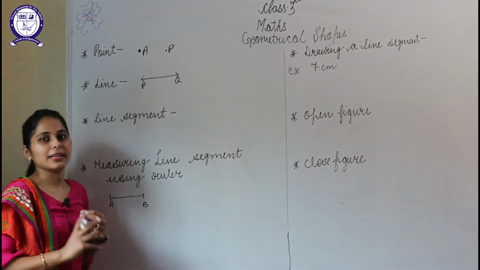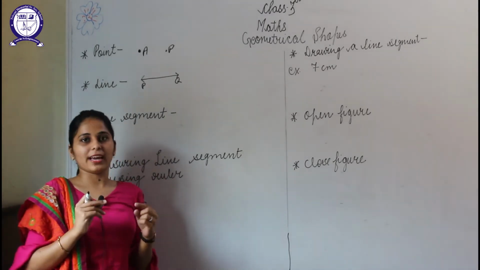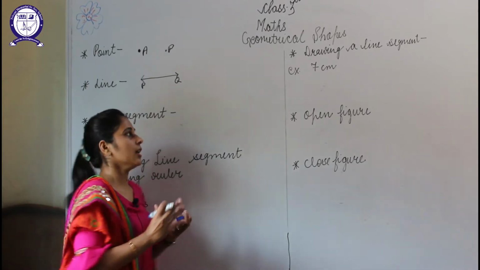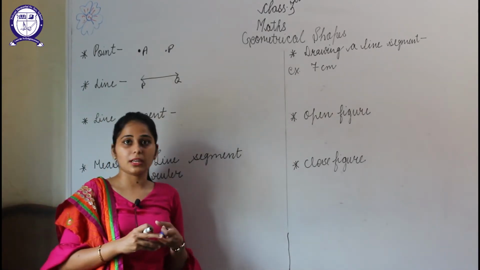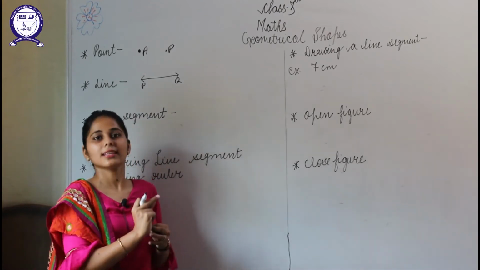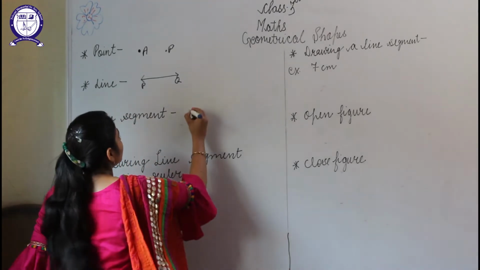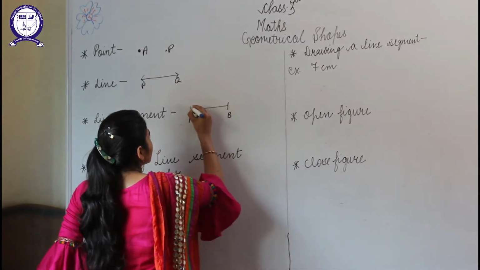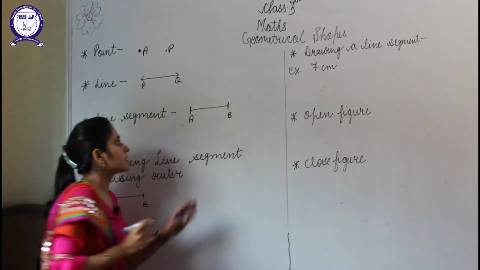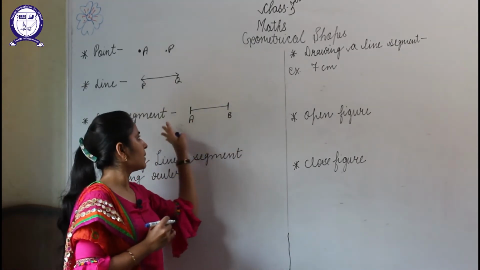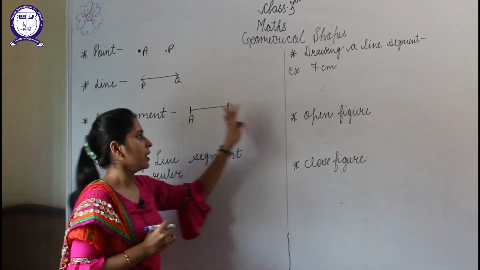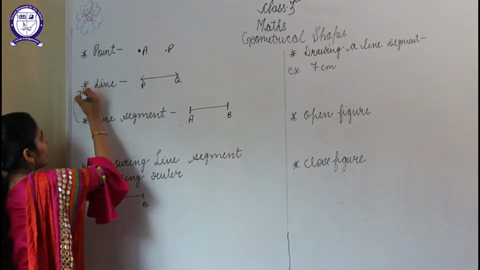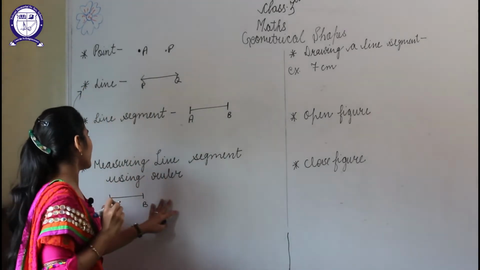Now, line segment. Actually, a line segment is a part of a line. It means a line segment is a line which has a fixed length. Suppose I say draw a line segment of 10 centimeter. It means 10 centimeter, not more than that, not less than that. So like this, we have A, B. This line suggests that this is a line segment. It cannot be increased from this side or that side. It has a fixed length and it does not have a breadth, because it is a part of a line, students.